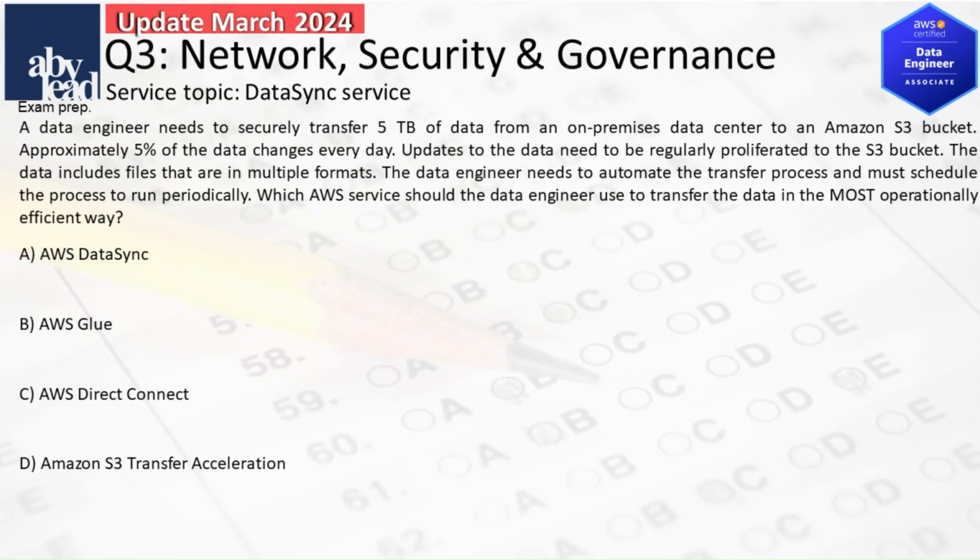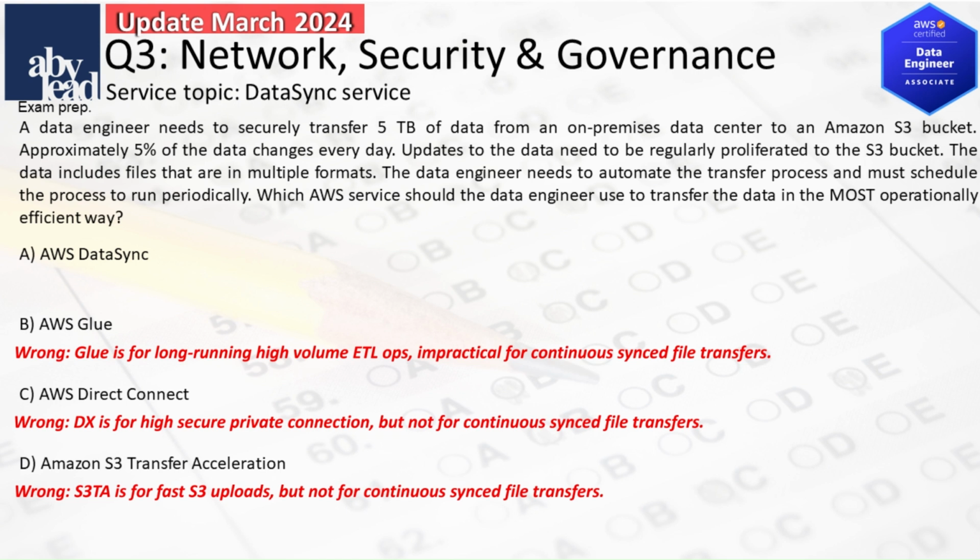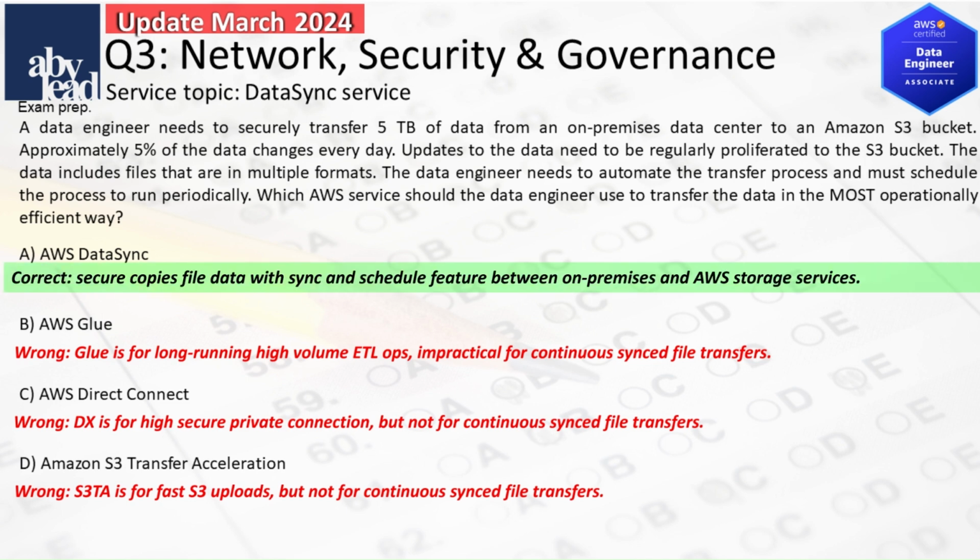Question 3. How do you most efficiently auto-transfer data with schedule from on-premises to S3 with 5% daily data changes and regular updates? For continuous synced file transfers, it's impractical to use Glue, Direct Connect or S3 transfer acceleration. Most advisable is to apply AWS DataSync data copies with sync and schedule feature between on-premises and storage services.